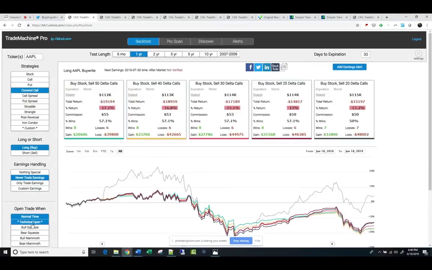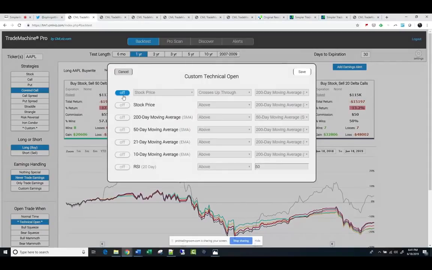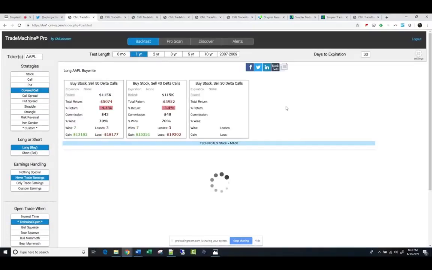Okay, and let's add a technical on this. Let's say I only want to sell a covered call if the stock is below, how about the stock is above the 50-day moving average? I'm just guessing.